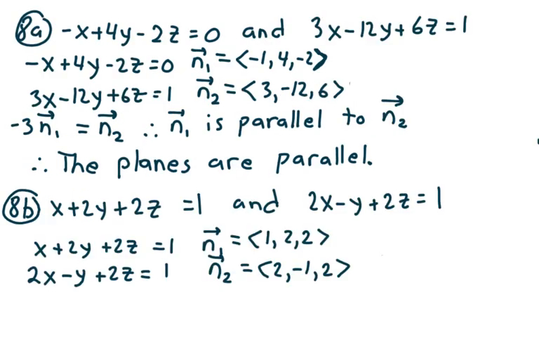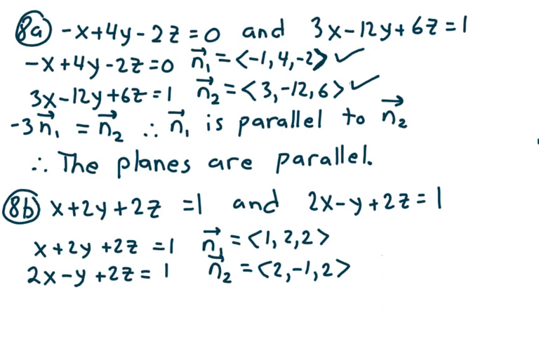Suppose we are given the planes negative x plus 4y minus 2z equals 0 and 3x minus 12y plus 6z equals 1. Now, we want to look at the normal vectors for each of the planes. For the first plane, negative x plus 4y minus 2z equals 0, the normal vector is equal to negative 1, 4, negative 2. For 3x minus 12y plus 6z equals 1, the normal vector for that plane is 3, negative 12, 6.